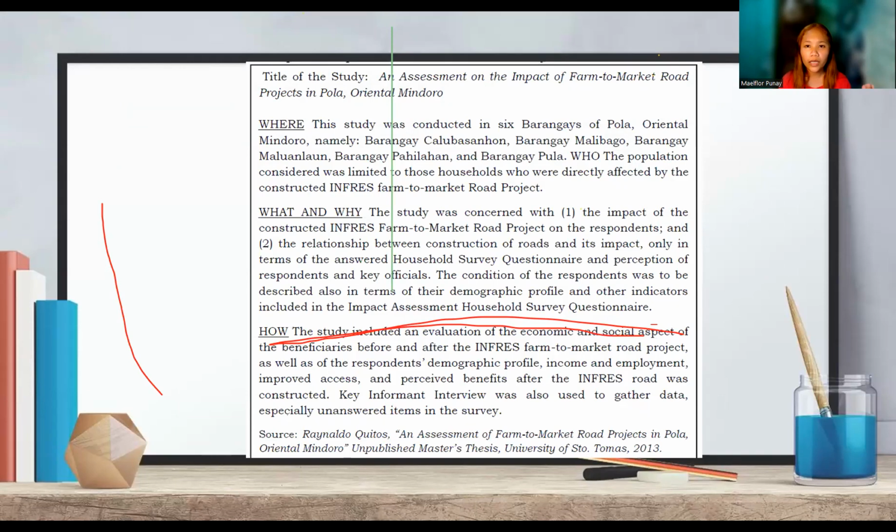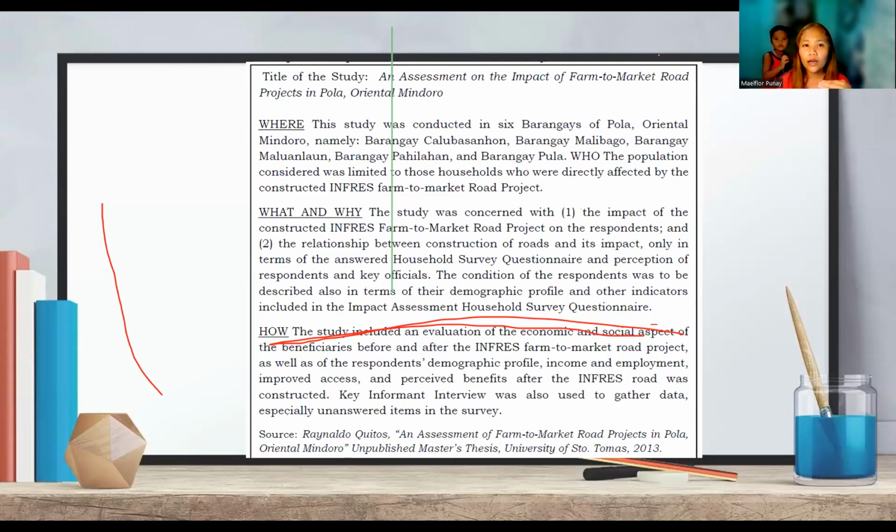And then who, here in this case, the population considered was limited to those households who were directly affected by the constructed Infres Farm to Market Road project. So in this case, ang mo nila limited ra siya sa households nga naapektuhan.